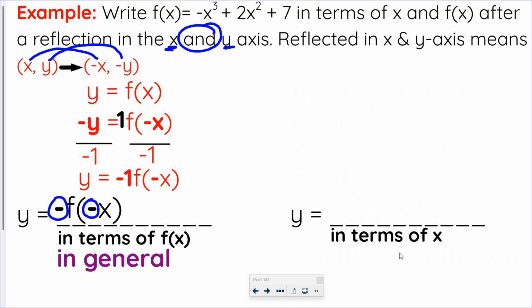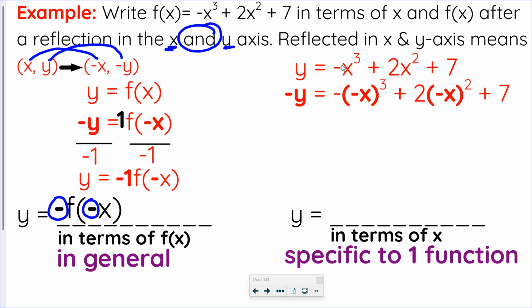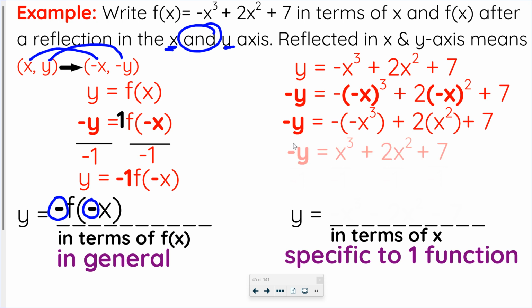Let's look at how we do it in terms of x, which is specific to one function, namely this cubic function. So I'm going to start with my original equation. And similarly, I'm going to replace my y with negative y and my x with negative x. I have to use brackets when I make that substitution. So over here, I still just have negative y. Negative x cubed is negative x cubed, and negative x squared is just positive x squared. So here, I'm going to multiply these two negatives together. Negative 1 times negative 1 is positive 1. And then 2 times x squared, 2x squared.